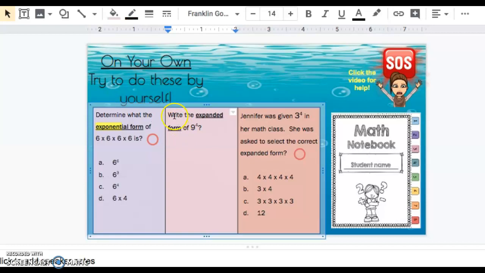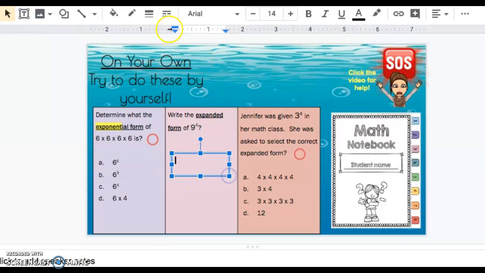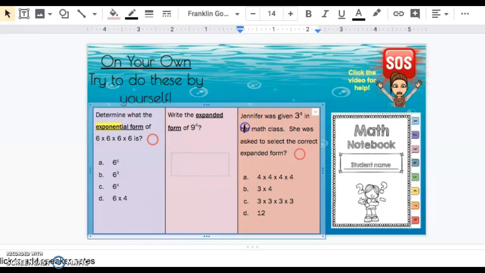Okay. The second one says, write the expanded form of 9 to the 4th power. So there should have been a text box here, but I'm going to put it there now. It's going to be a text box, and in that text box, you are going to type the expanded form out. Remember, expanded, you're making it long. So you're going to take your base and then multiply it by itself for your exponent, how many times your exponent tells you to, and put your answer in that box.